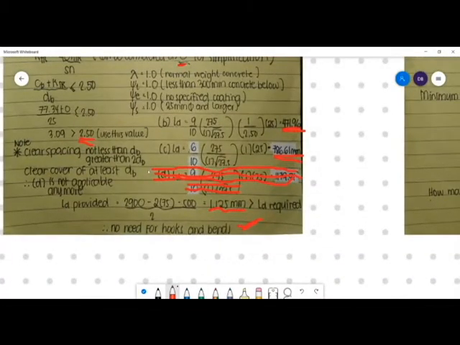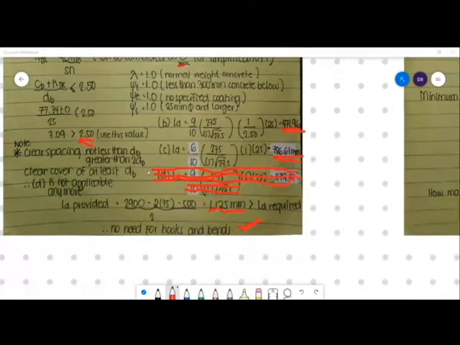So we no longer need to extend our reinforcement into hooks. Since it is a square footing, we have two sides, and the development length for both sides is the same.